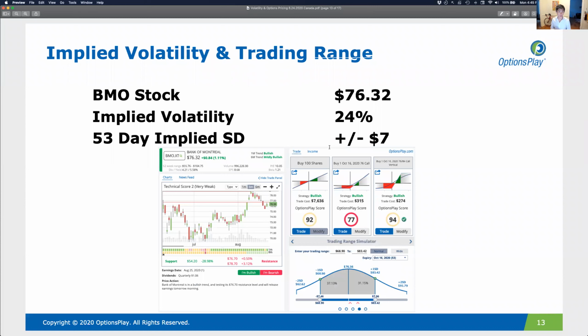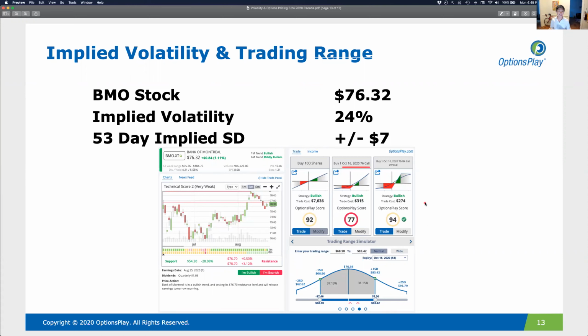So here I have a real example, BMO stock. BMO stock earlier today was trading at $76.32 Canadian. And at the time, the implied volatility of the stock was 24%. Now, BMO reports earnings tomorrow, and the current 53-day option, which is the October 16th expiration, is roughly 53 days away. How do I know what the expected trading range over the next 53 days is?